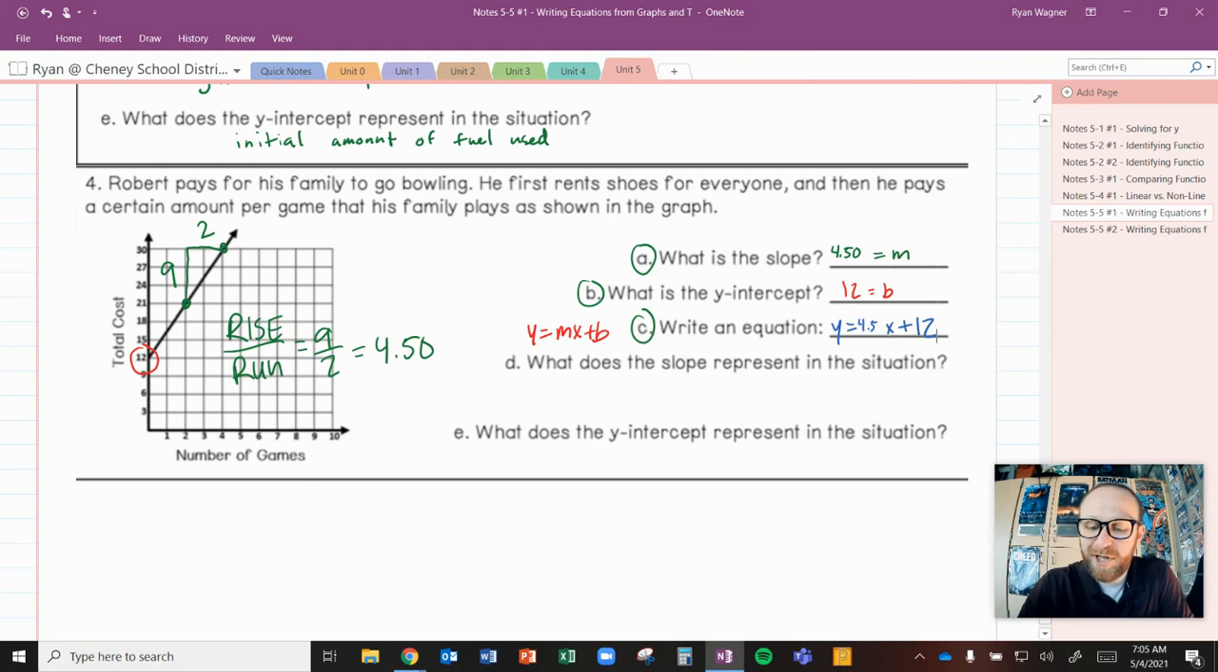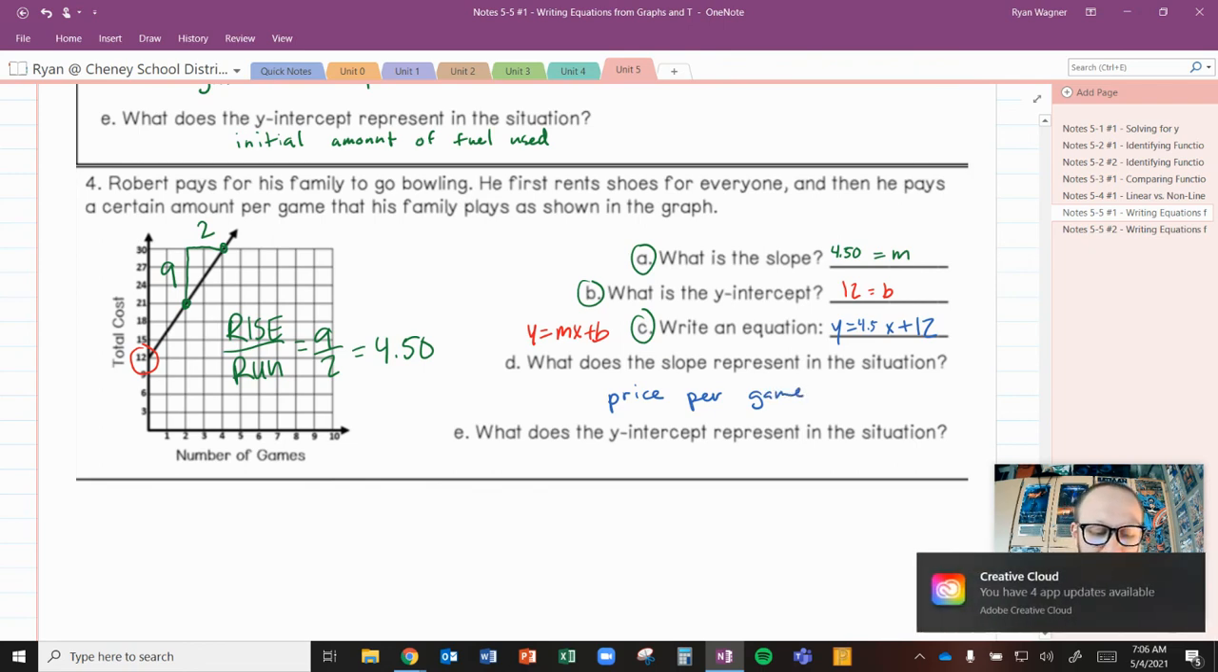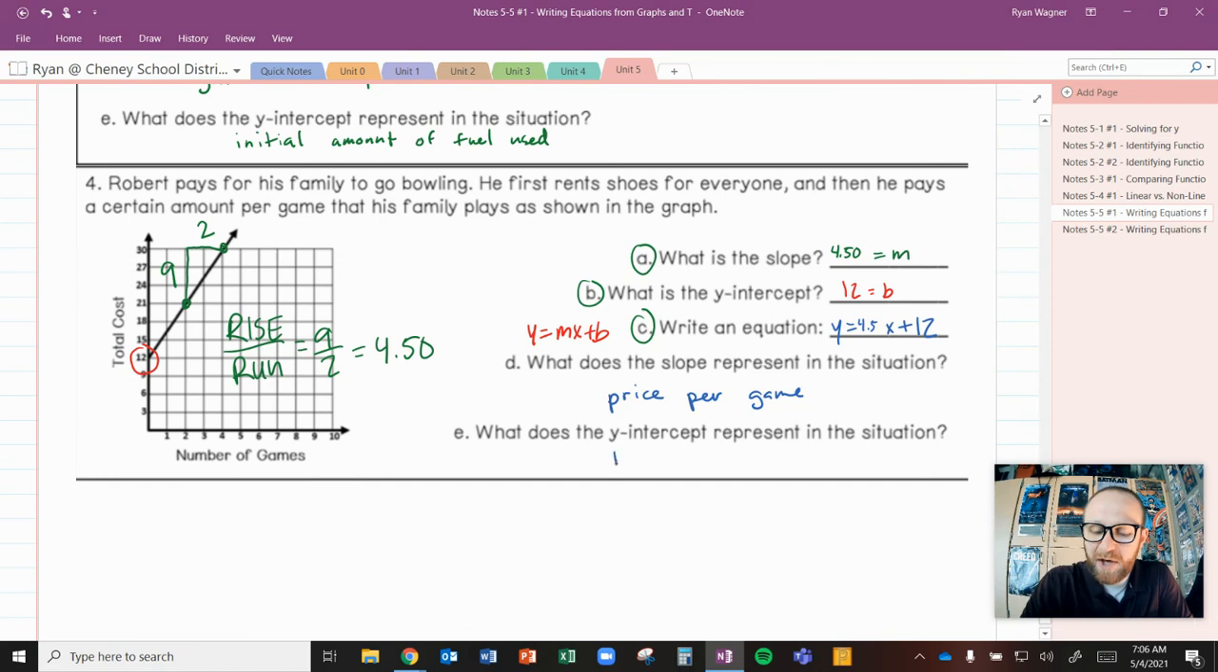Now, what does the slope represent? The slope represents the price per game. Okay? Because Robert pays for shoes first and then per game. What does the y-intercept represent? The cost of shoes. Because that was his initial payment. He first rents shoes for everyone before he plays any of the games. Go back and rewatch or rewind anything you need to.